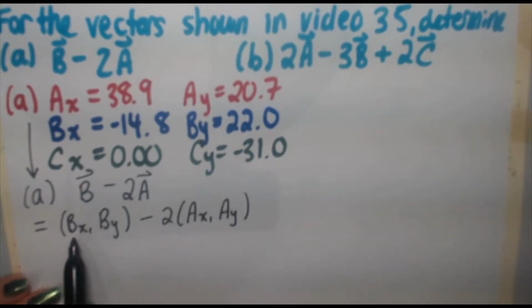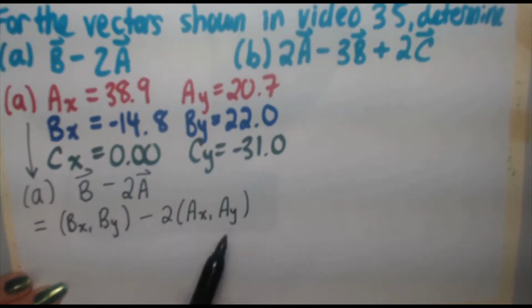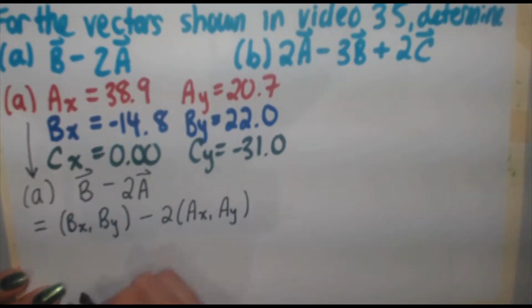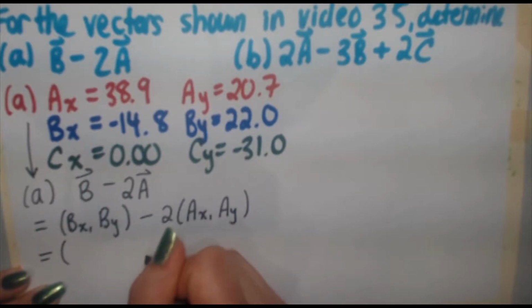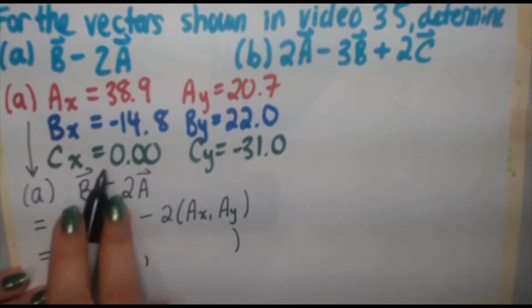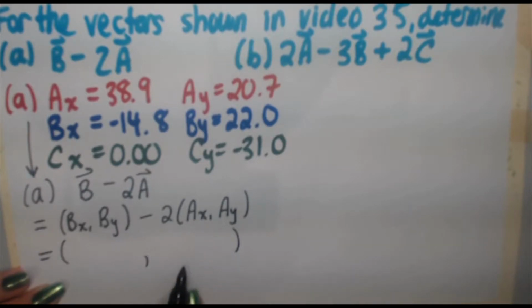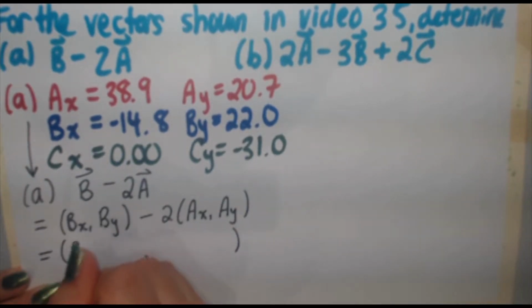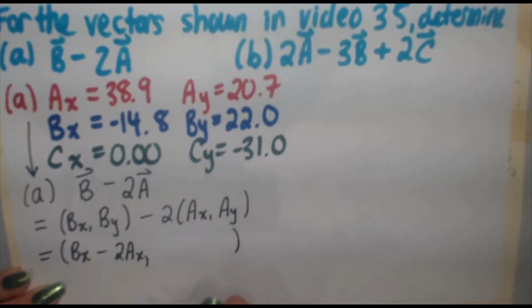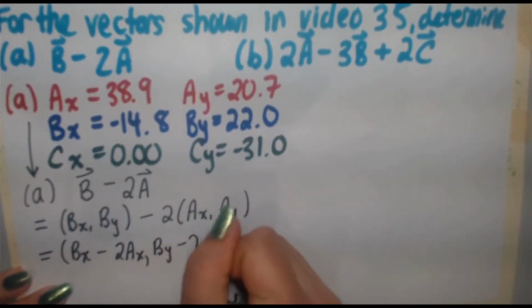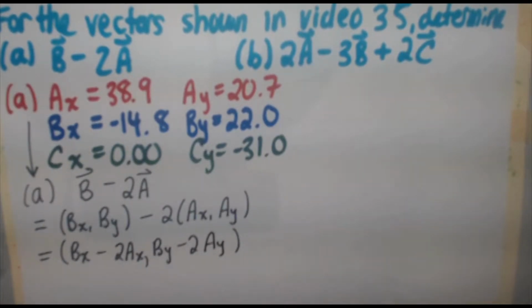If you remember from before, the BX goes with the AX, and the BY goes with the AY. X's with X's, Y's with Y's. You don't want to mix apples and oranges together. If we want to write this as one vector, it's going to have an X component and a Y component. The X component is simply BX minus 2AX, and the Y component is BY minus 2AY. Personally, I like solving it like this because it really breaks down how to solve it and helps you understand how to do it. At this point, it's simply a matter of plugging in the values.